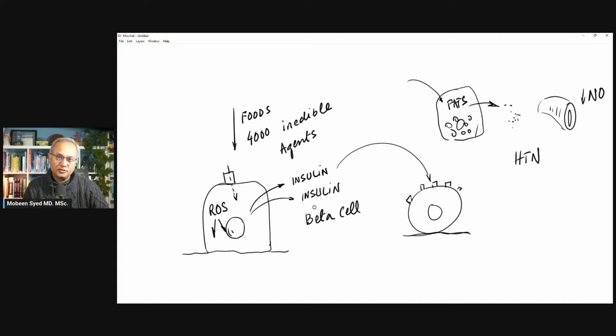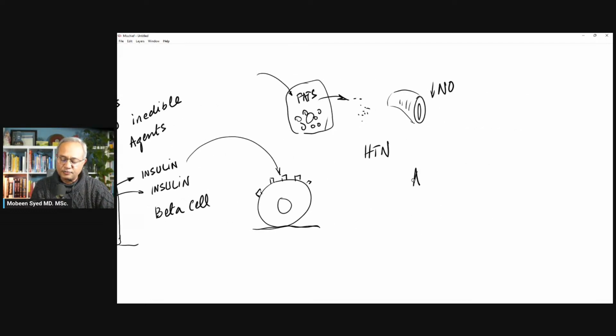Ultra-processed foods involve warming or heating the product. A heated product also would develop advanced glycation end products, or AGEs. These advanced glycation end products also cause inflammation of the cells, including the beta cell, causing insulin release.